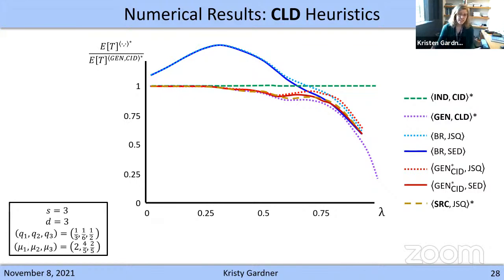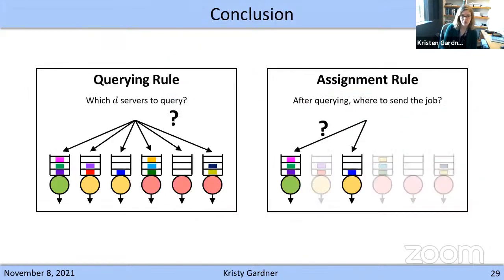So the goal in this heuristic picture is just to illustrate that we can get a lot more power out of using CLD-based assignment rather than CID-based assignment. But the value of our analysis of CID policies is that it allows us to identify really good querying rules to use in combination with CLD assignment rules.